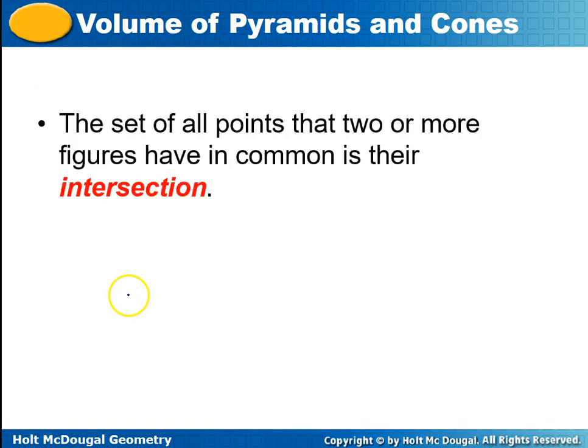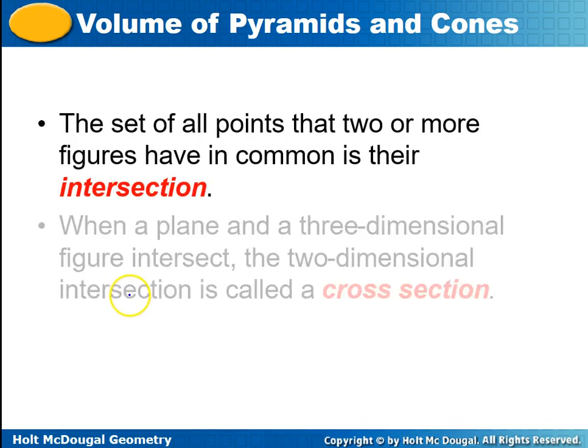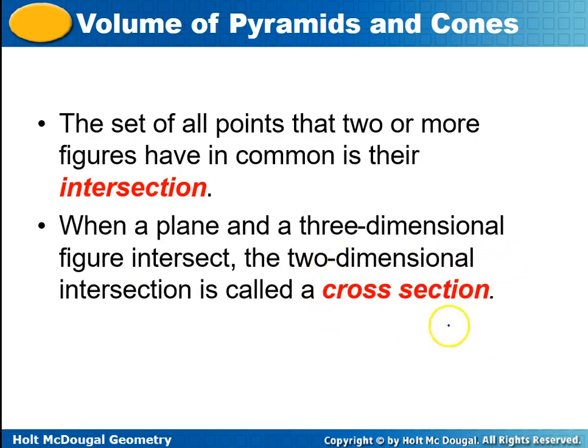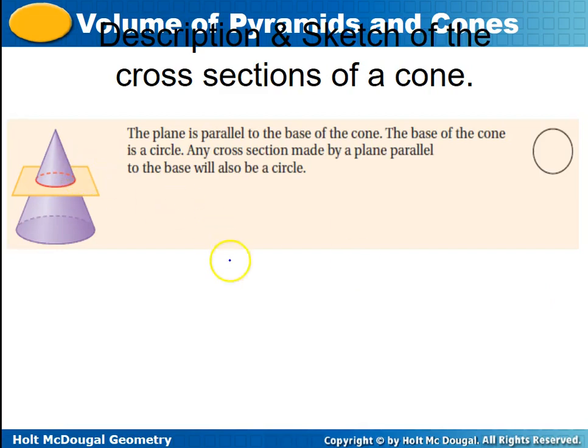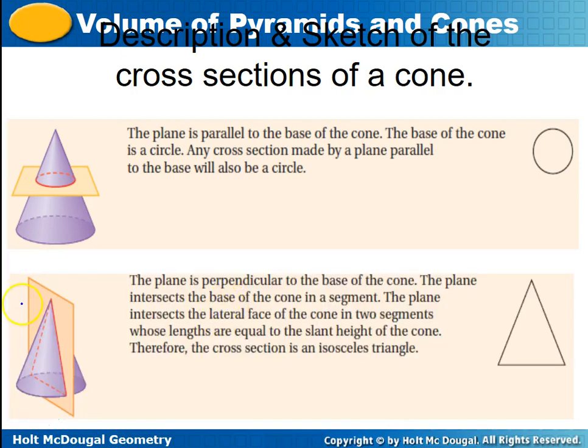So now, we again are going to talk about some cross sections. So that blank on your page is cross sections. So if we look here, it says the plane is parallel to the base of the cone. So the base of the cone is a circle. So if we cut that circle horizontally anywhere, we're going to get a circle. Again, if we cut that cone perpendicular to the base or vertically, then we're going to get a triangle.